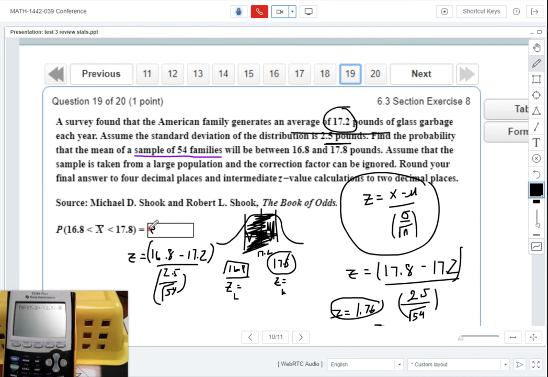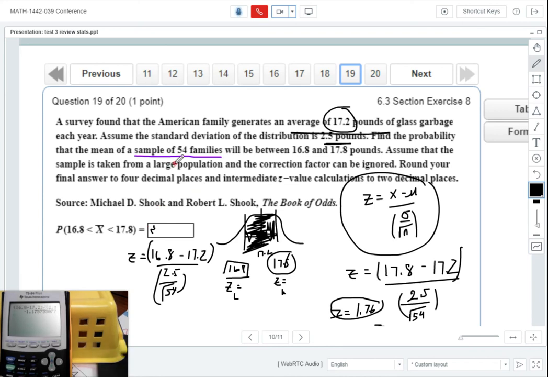The square root of 54, I'm going to arrow over. And I get a z value of negative 1.18. What did I say? 1.18. There we go. This z value is a negative 1.18.